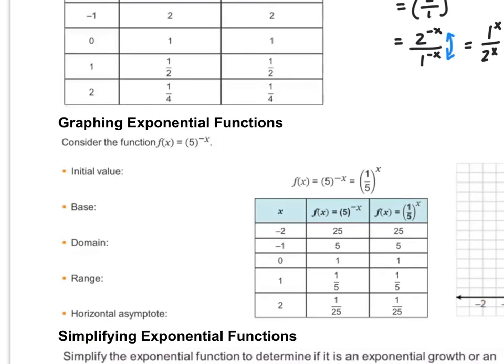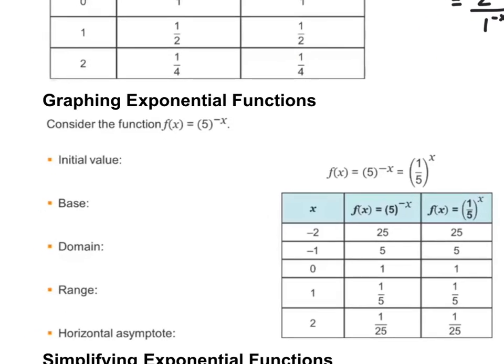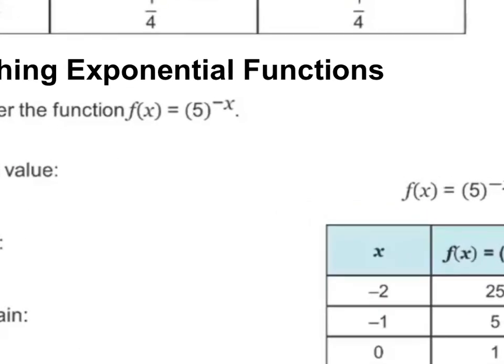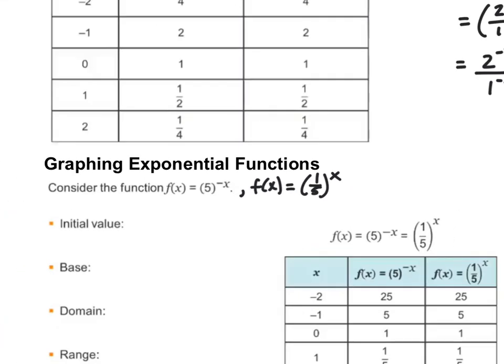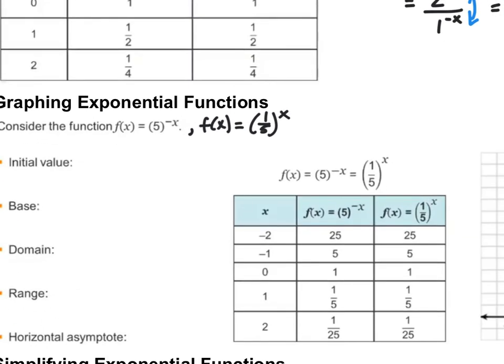So what I want to do is consider this function f of x equals 5 to the negative x power. What we just figured out was that if I have 5 raised to the negative x power, that's the same thing as writing f of x is equal to 1/5 raised to the positive x power. And that tells me that if I have a fractional base, this is going to be an exponential decay function. We've written that all out over here as well, and we've already got the y values written there.